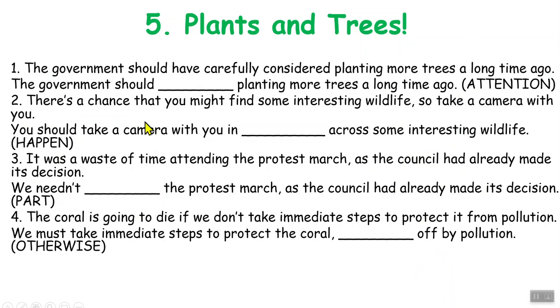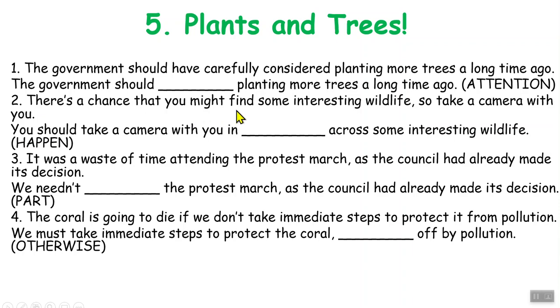Okay, next slide here. So the government should have carefully considered planting more trees a long time ago. So here we have should in the past. Okay, have, yeah. Now attention, what goes with attention? We know the connection, pay attention to something.